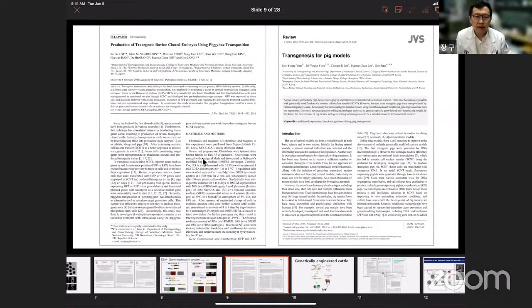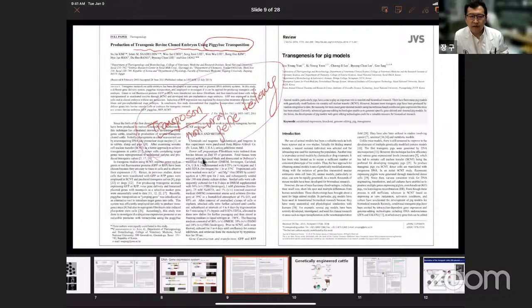This one was also already published in a paper, on the transposon system. This is the transposon system, a non-viral gene delivery system. In the world, we are the first leading group for non-viral gene transfer into bovine cells. This is the first publication in bovine embryos using the transposon system.